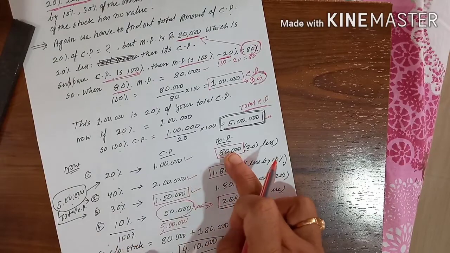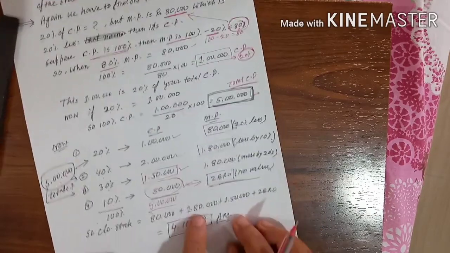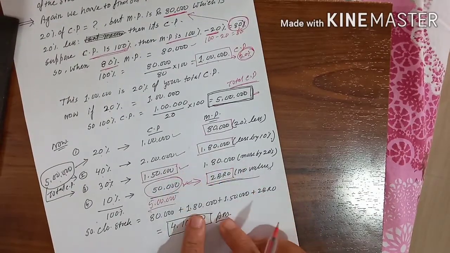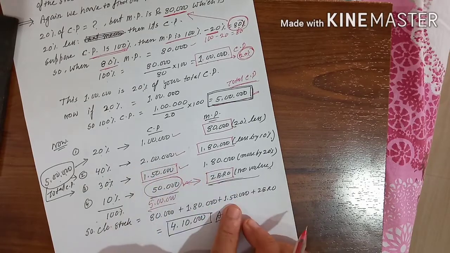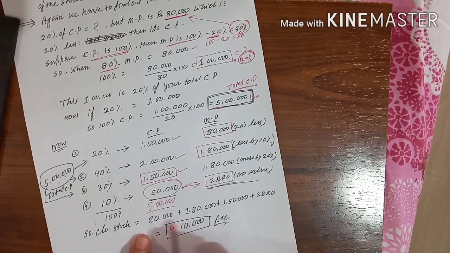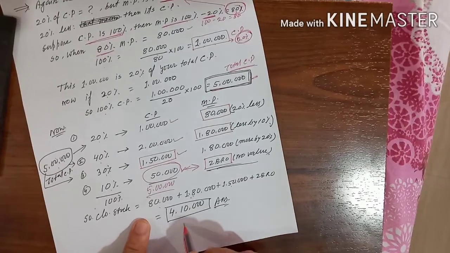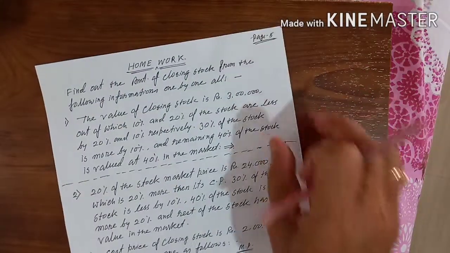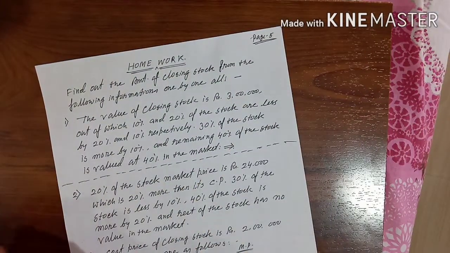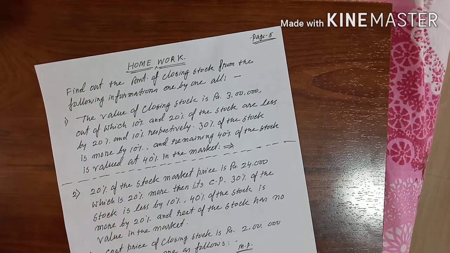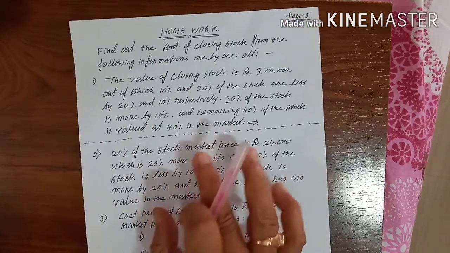So 80,000 is the first one, the second one is 1 lakh 80, the third one is 1 lakh 50, the fourth one is 0. So 80 plus 1 lakh 80 plus 1 lakh 50 is equal to 4 lakh 10. You understood? I think so. This is a different type of closing stock that may come for 3 marks, and that may come in final account adjustment also. On the basis of these 4, I want to give you the homework.